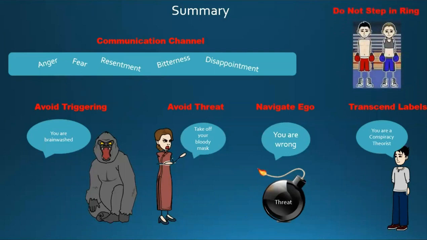And the last one is do not step in the ring. You'll really know that when someone's trying to pull you into a ring, it's because they've identified that you're in opposition to them and they want to attack your ideas and attack you. And invariably what happens is that they attack the person and not the idea, because often they don't even understand the idea. You'll see this time and time again.